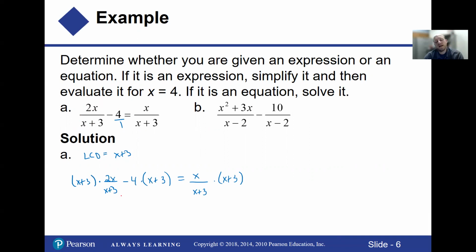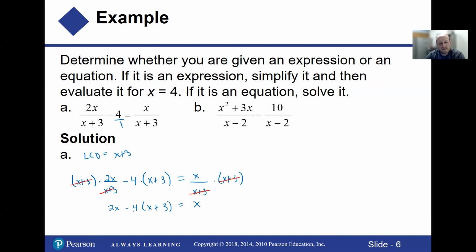And now what does that allow me to do? That allows me to cancel out your denominators. So that's a really good thing, okay? We don't want that denominator because we don't want to work with fractions. So I go ahead and I cancel out the x plus 3's. I can't do it here because I have a denominator of 1, okay? But here I have another x plus 3. So let's write out what we have left over after the cancellations. So I'm left with 2x minus 4 times x plus 3 equals x.